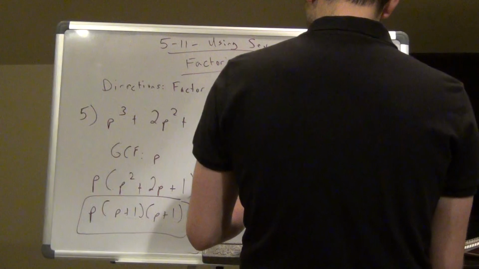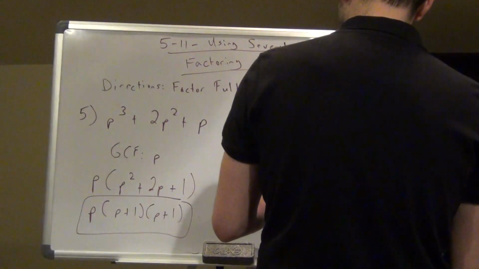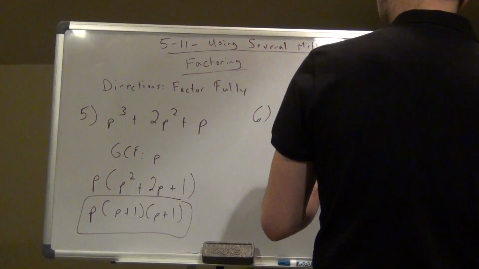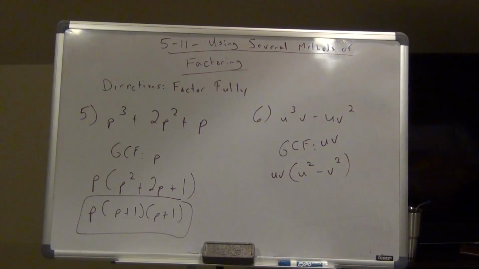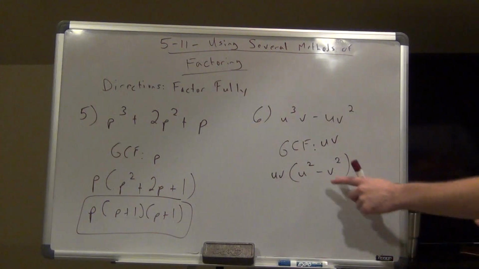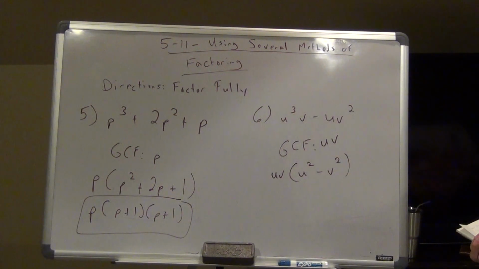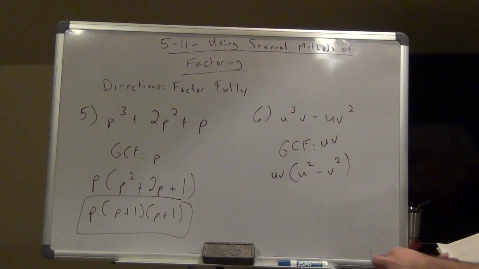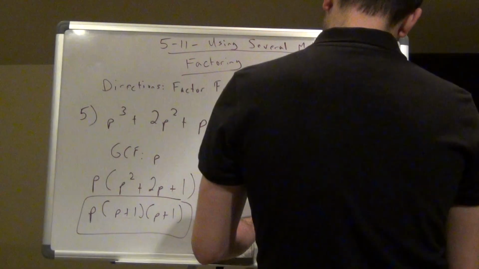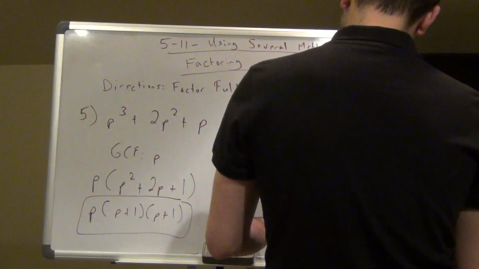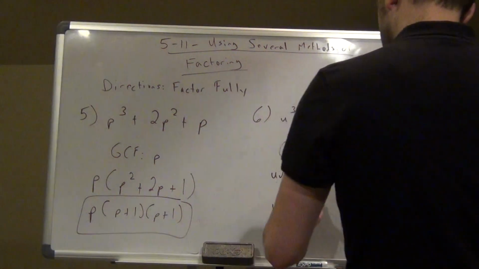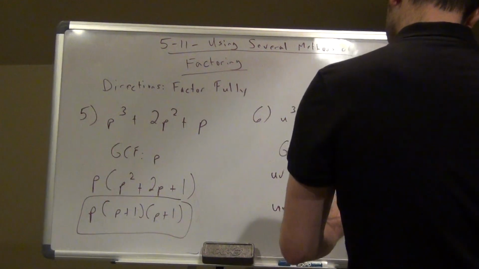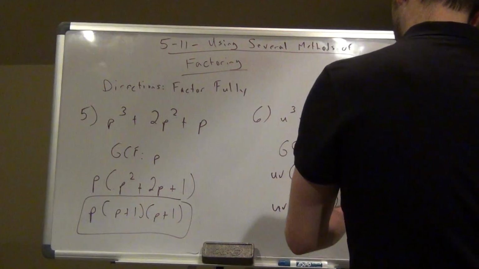So I take out a uv, so I'm left with u squared, the v's gone. I take away a u, so I'm just left with v squared. Okay, well, two perfect squares, u squared is a perfect square, v squared is a perfect square. That's difference of squares like we did in number 3. So I leave the uv on the outside, and then my difference of squares is the square root of the first number, so square root of u squared is just u, and then plus or minus the square root of the second number, which is just v.